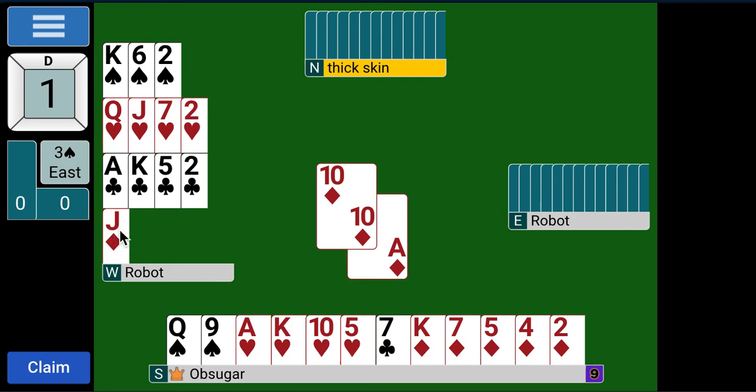Okay, so now we're counting. We started with 6 diamonds. There's 2 diamonds in West, so the diamonds are 3-2. I'm just going to pop a robot in here so we don't have to think about him.